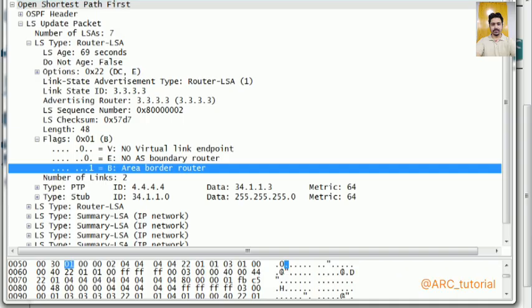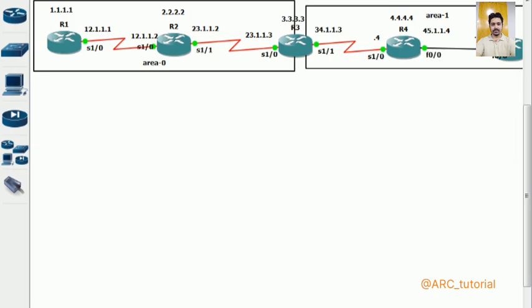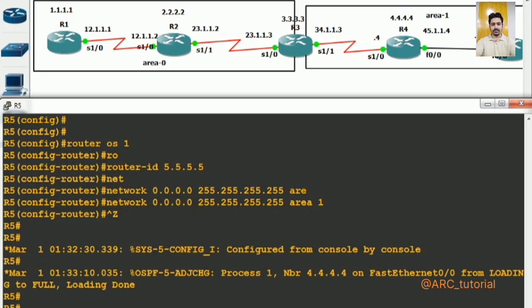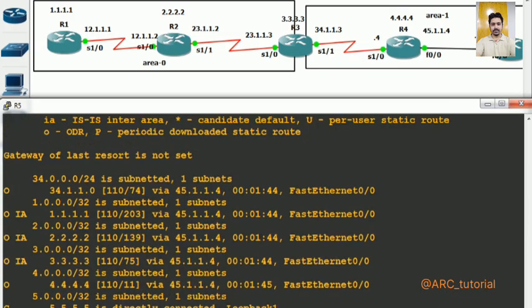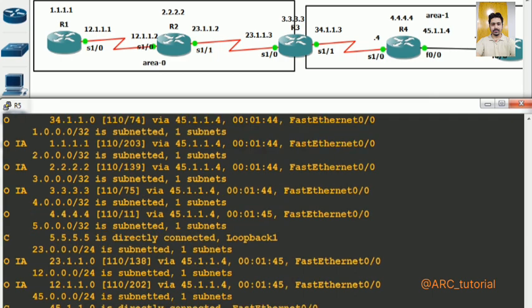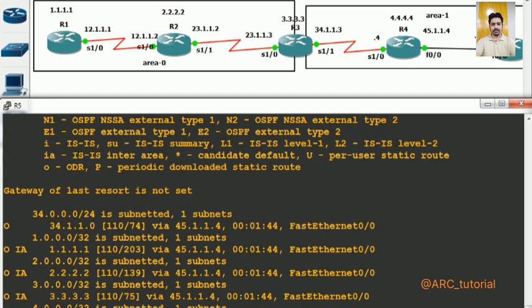Cool. Now you can move on R5 and you can see all routes are coming from area 0, but as inter area routes. All routes are coming from a different area, from area 0 into area 1, as inter area prefixes, right? So all of them are present here as inter area, IA. And you understand very well what IA means. Understood or not? IA means inter area, meaning they are coming from different areas.